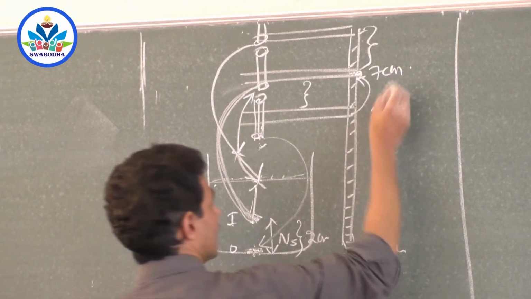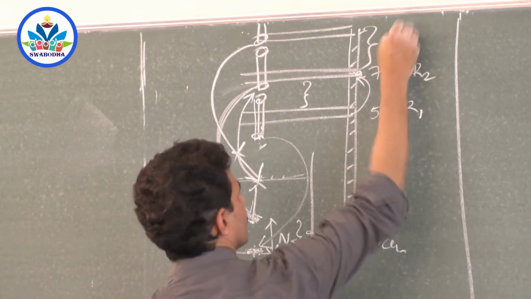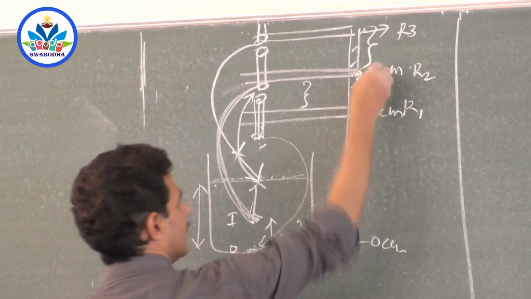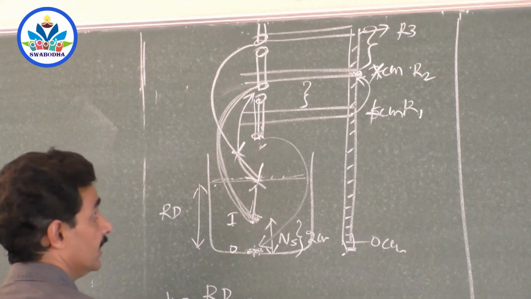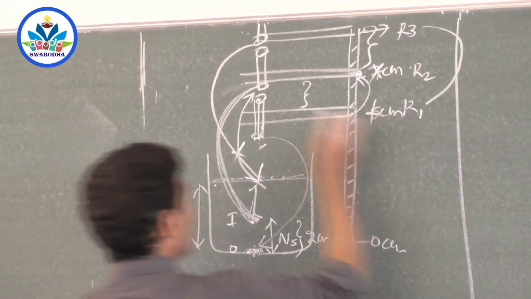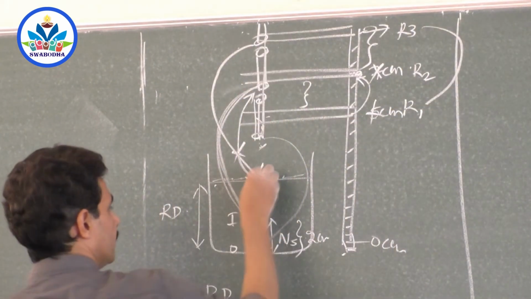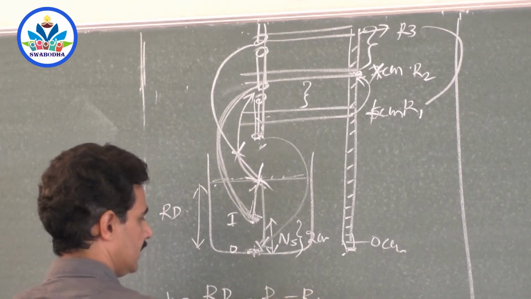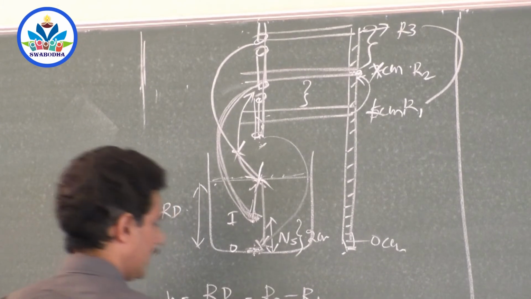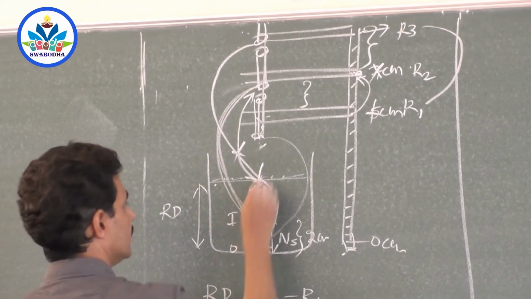And if I name this as reading R1, reading R2, reading R3 here, I will delete these values. I will name them R1, R2, R3. Now is R3 minus R1 the real depth, from here to here? Is it so? Then it is R3 minus R1 divided by what is the apparent depth? Apparent depth is from here to here.